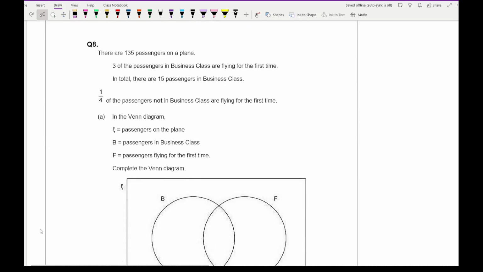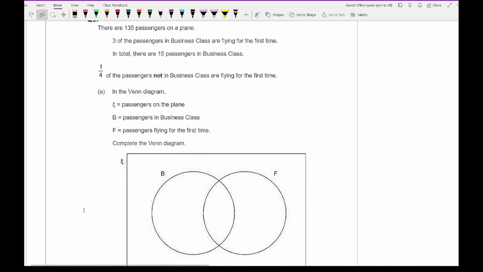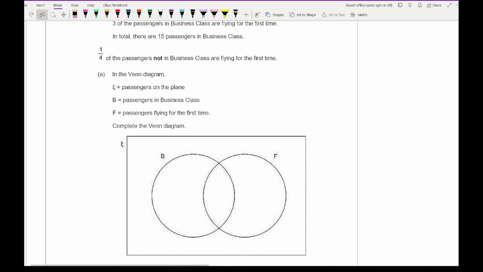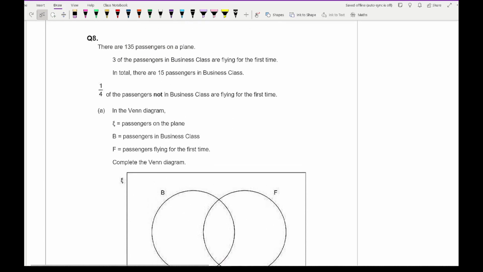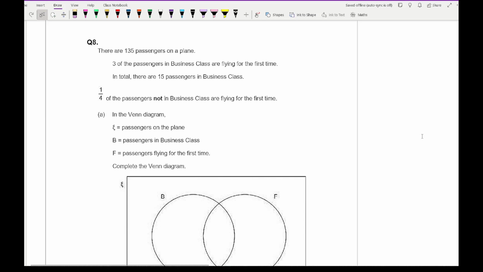Then moving on to question 8, it says that there are 135 passengers on a plane. 3 of the passengers are in business class and flying for the first time. In total, there are 15 passengers in business class. A quarter of the passengers not in business class are flying for the first time. And the question is asking us for part A to complete the Venn diagram. So let's go about filling this in.